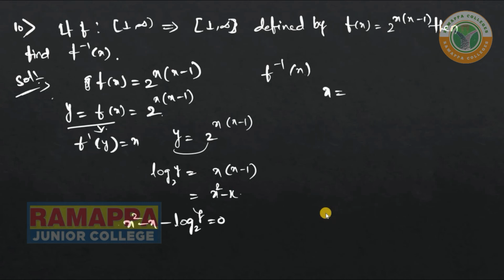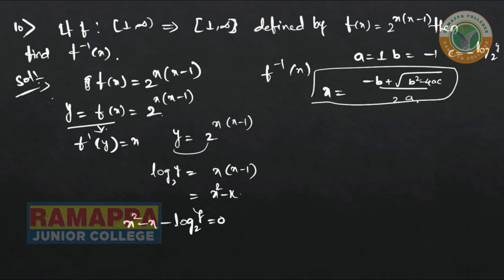Here ax square plus bx plus c is equal to 0. From that one we are finding the roots of this equation. Here a is equal to 1, and b is equal to minus 1, and c is equal to minus log base 2 y. I'm trying here, I don't know whether it will come or not, but maximum it will come. If we do like this, x is equal to minus b plus or minus under root of b square minus 4ac divided by 2a. So this is the formula for finding the roots, plus or minus, here it will come.